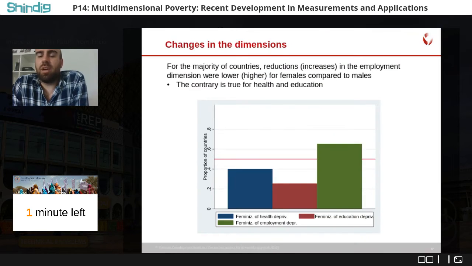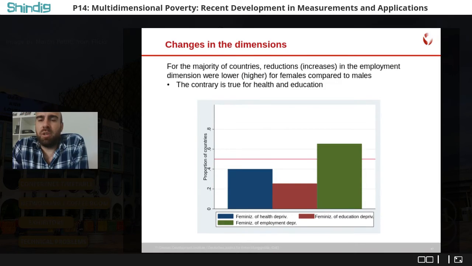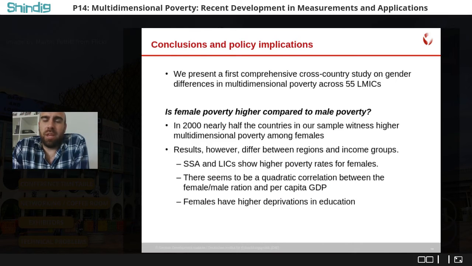So skipping this slide. Okay, so this convergence can also be seen from a dimensional perspective, in a way that females are getting poorer in some countries from the employment perspective and less poor from an education perspective. So again, here it seems that there is a convergence also in the dimension space. So in the next two slides, we then summarize the conclusions that we have.